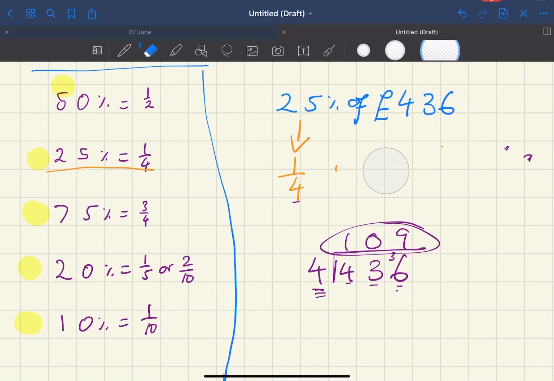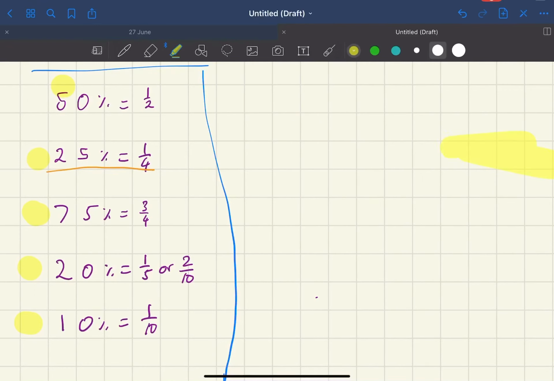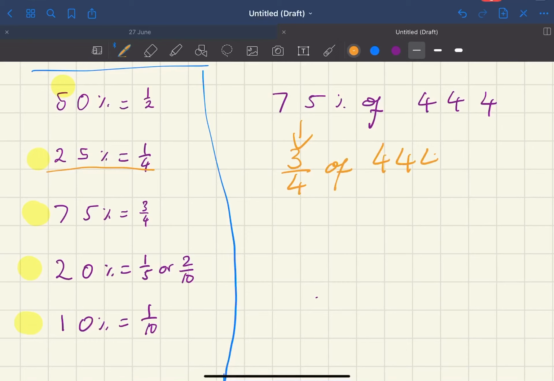Now, lastly, what about if I had 3/4? Let's change it to 75% of, let's go with 444. What I will need to do, I need to change this into a fraction. So that is 3/4 of 444. And then I will divide 444 by 4. Okay, that's my first step.